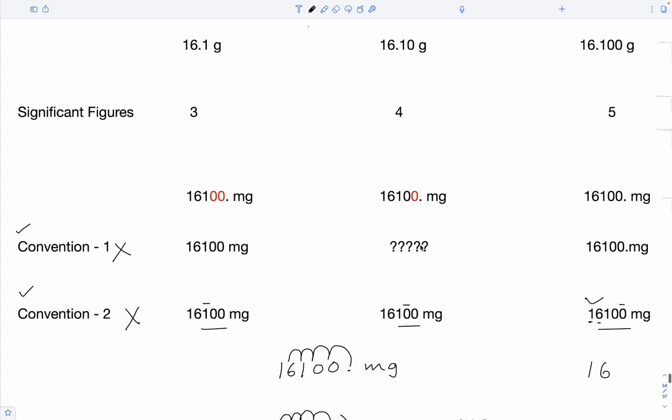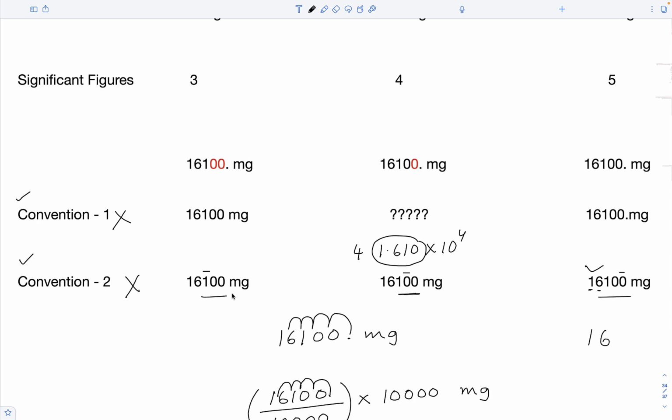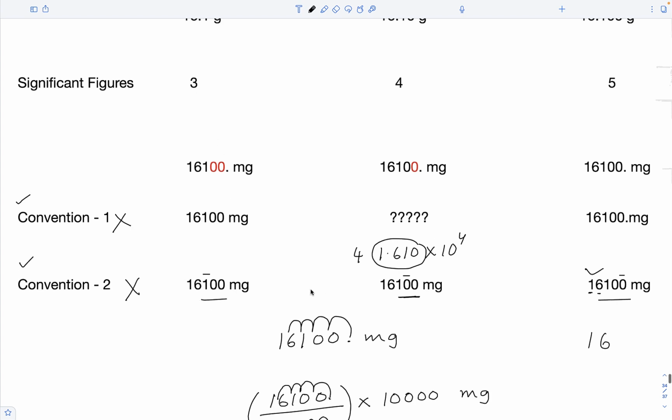Now how do we convey that there are 4 significant digits in this case? We can write it as 1.610 multiplied with 10 to the power of 4. Now when you multiply this with 10 to the power of 4, you will get back your number. But if you look at this decimal, it has 4 significant digits and that's what we wanted to convey. So job done.